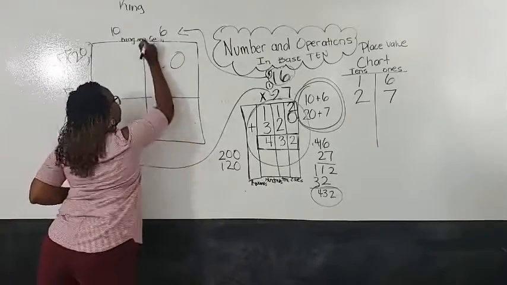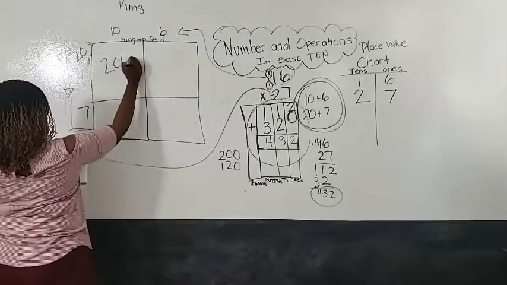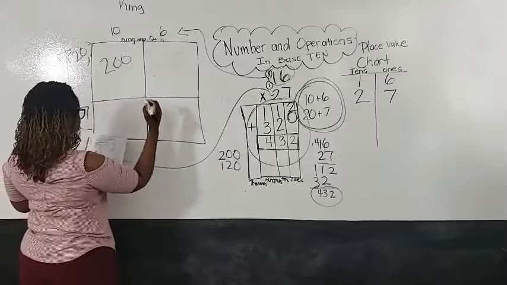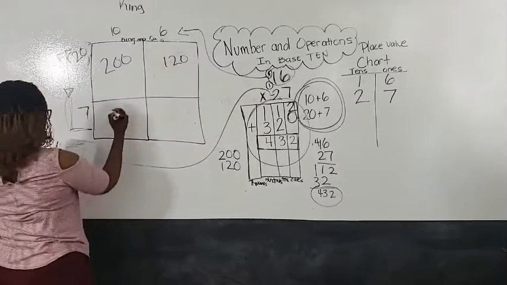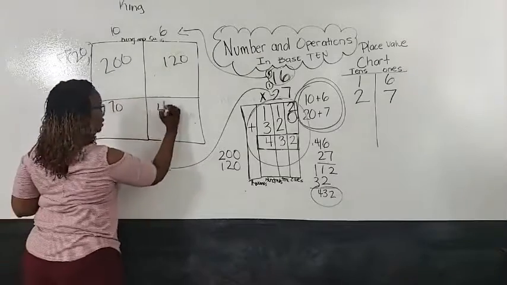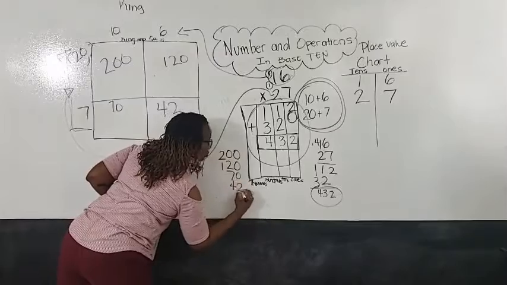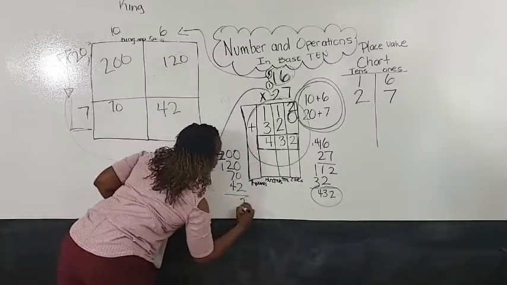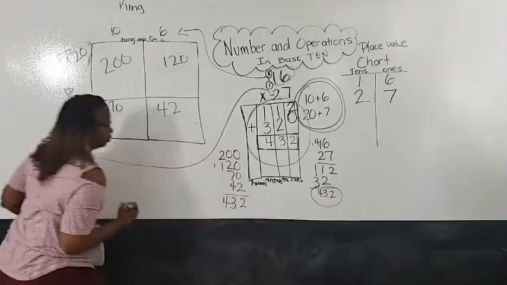All right, we're going to get there. Hold on. Don't leave. What didn't I do? 120, 70, and 42. All right, let's try this again. 70, 42. 2, 11, 3, 4. Bam.